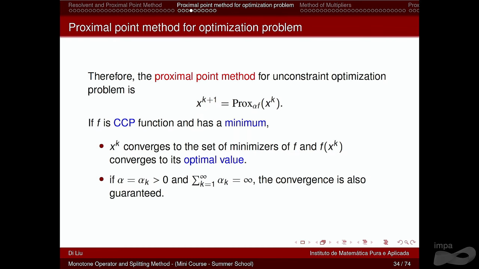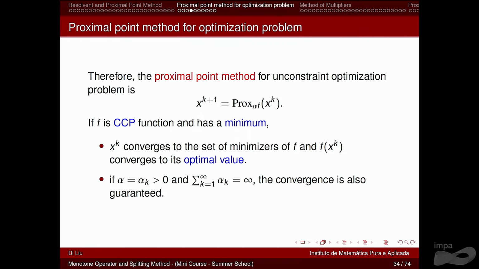The proximal point iteration, the proximal point method for unconstrained problems, is just x_{k+1} equals the proximal operator applied to x_k, okay? And if the function f is a CCP function that has a minimizer, then x_k converges to the set of minimizers, to one of the minimizers, and f(x_k) converges to the optimal value. Actually, this comes from the convergence theory of the proximal point method.